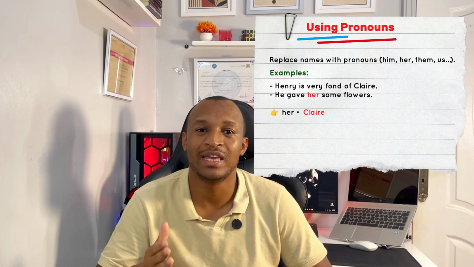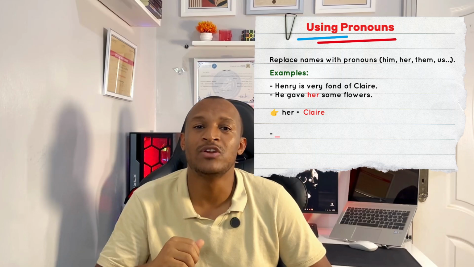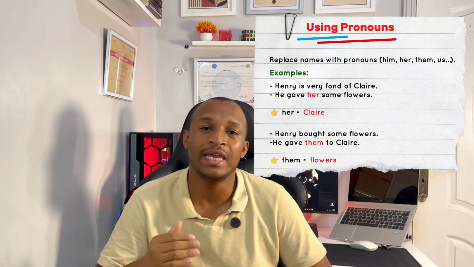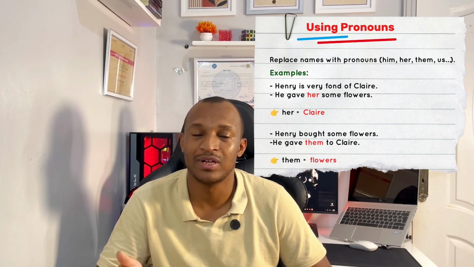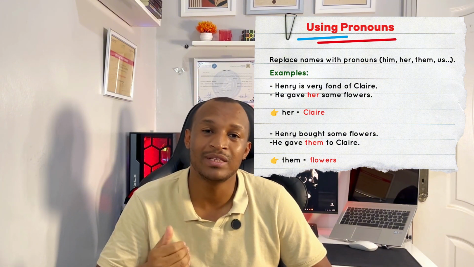Sometimes we replace names with pronouns: him, her, them, etc. Henry is very fond of Claire. Instead of repeating Claire, we say he gave her some flowers. Her means Claire. Another example, Henry bought some flowers. He gave them to Claire. So here, them means flowers.